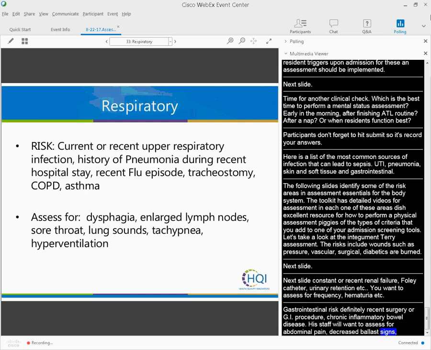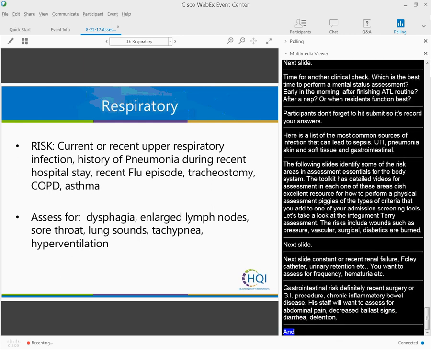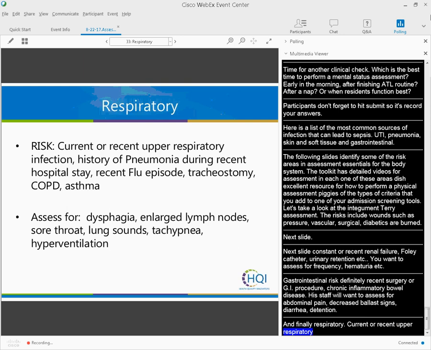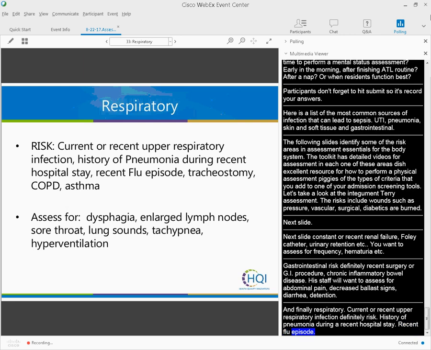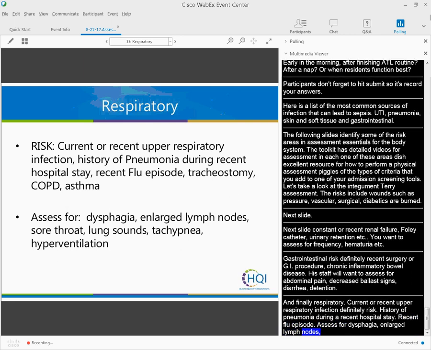And then finally, respiratory. Current or recent upper respiratory infection, definitely a risk. History of pneumonia during the recent hospital stay. Recent flu episode, trach. COPD, asthma, assess for dysphagia, enlarged lymph nodes, sore throat, lung sounds, tachypnea, hyperventilation, and as well they'll definitely want to look back at their list of vaccines.